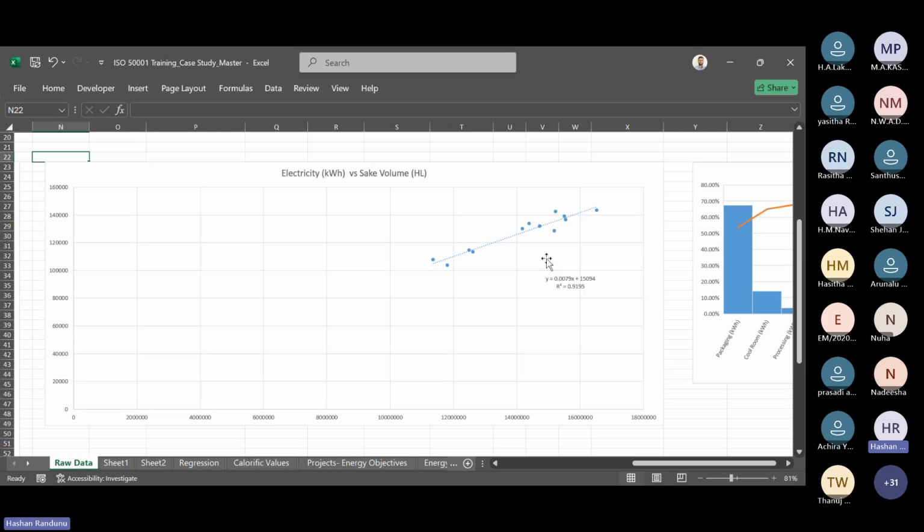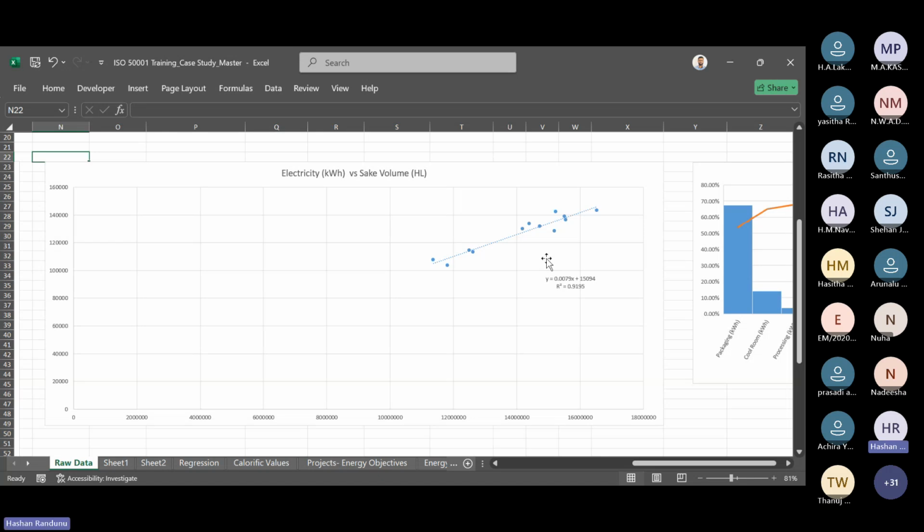So you need to gather energy variables. Once you gather them, you need to identify the quantifiable energy variables. Once you identify those, you need to gather data for the baseline period. After gathering data for the baseline period, you need to run a linear or nonlinear regression to determine the energy performance indicator.